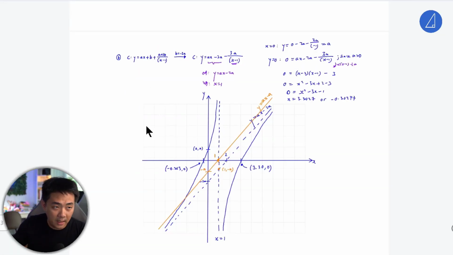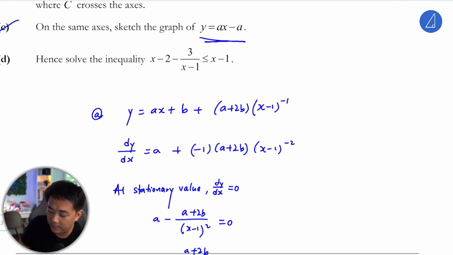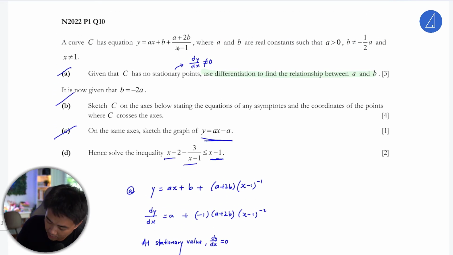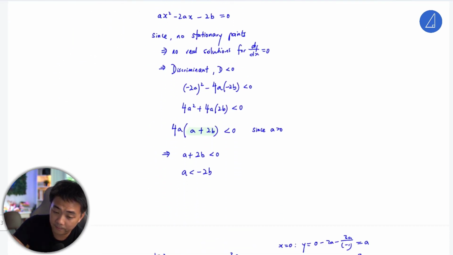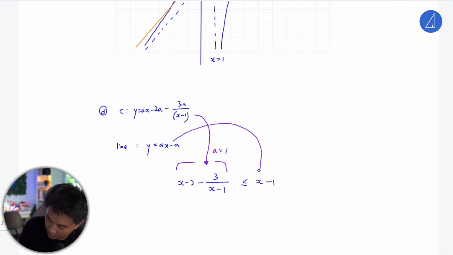Now once C is done, let's look at the last part. For D, hence solve the inequality x minus 2 and 3 minus 3 over x minus 1 less than x minus 1. To get from the previous equation, let's look at C when b is minus 2a. When you need to solve this inequality, it is somewhat similar to C, the curve C. So this is when a equals 1. Similarly for this one here, this is also when a equals 1.